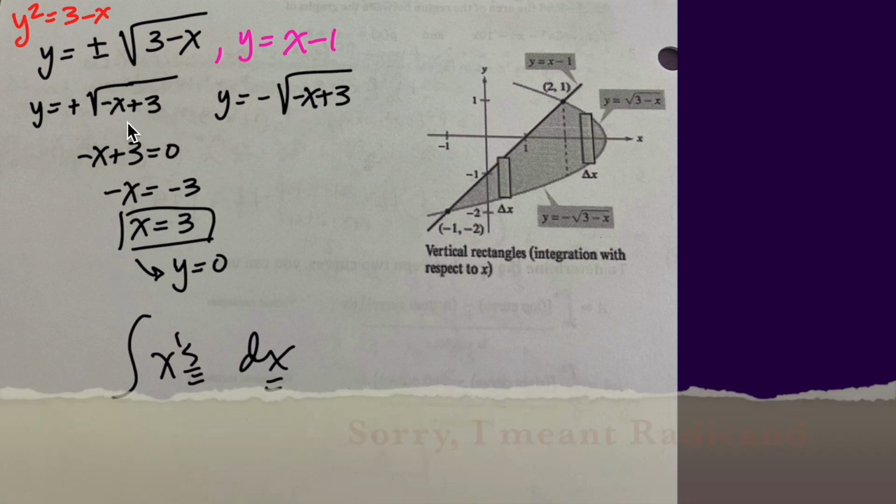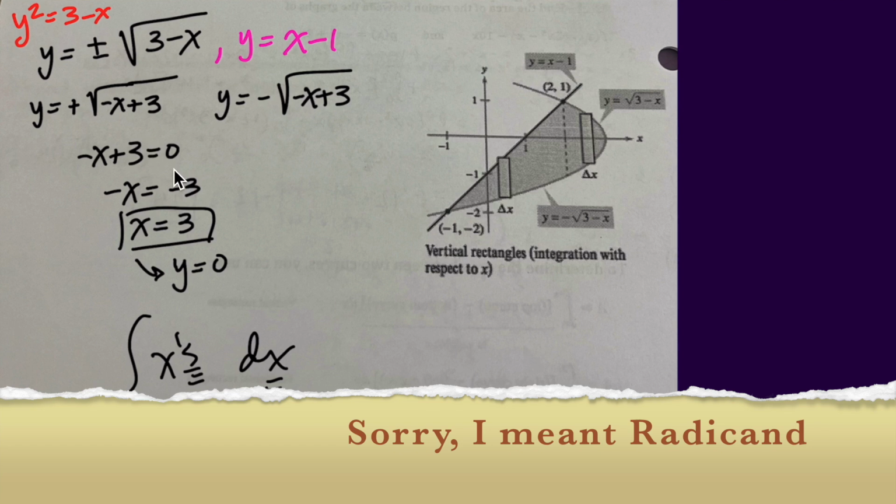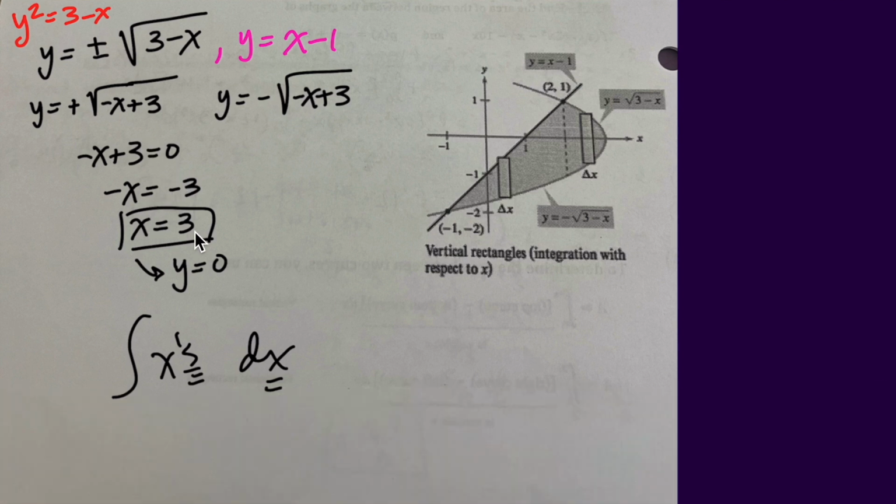First of all, we set the integrand equal to 0. We solve for x. We get x equals 3. We plug that in, and when we do that, we get the y value. So we know that this vertex right there is going to be 3, 0. Now, the question is, what do each of these graphs do from the vertex?